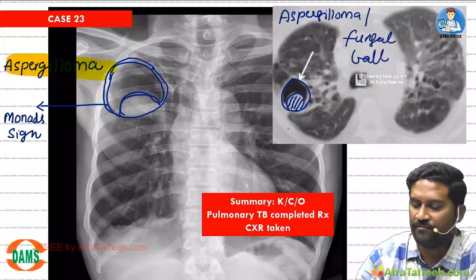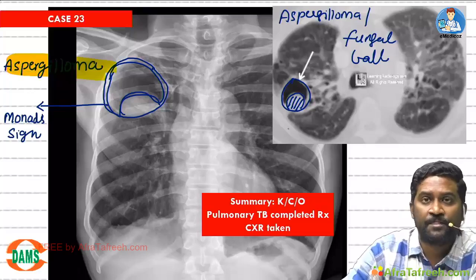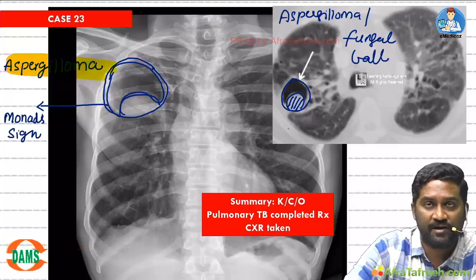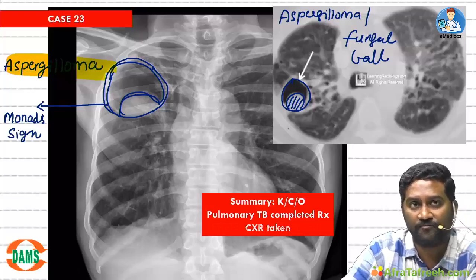So this is the same fungus with various manifestations. You should know, if it is a hypersensitivity reaction, it is ABPA. Pneumonia in immunocompromised, it is invasive pulmonary aspergillosis. Colonization, it is aspergilloma or fungal ball.